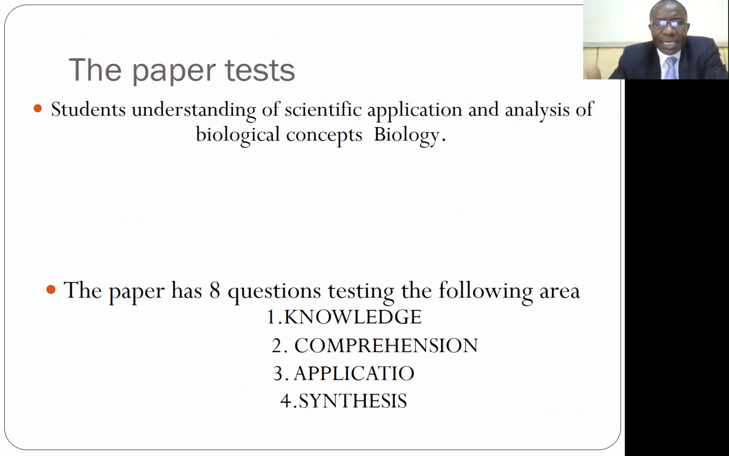Before I enter deeper into paper 2, it's very much important for us to look at what the paper tests. The paper is based on Bloom's taxonomy of educational objectives. Bloom's taxonomy, as everybody knows, tests levels of knowledge, comprehension, application. Those are the most common areas where the paper dwells.